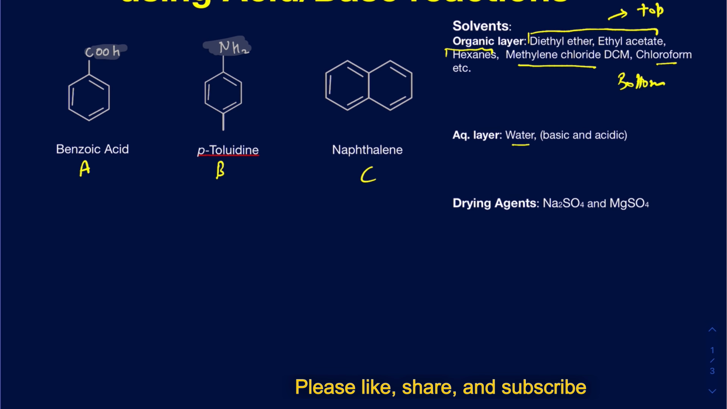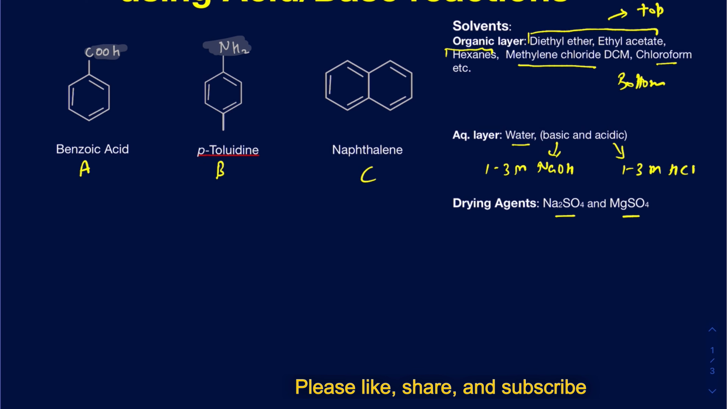As far as the aqueous layer, we can use plain water, or in addition to that, we could have acidic or basic water. To create acidic or basic water, obviously we could use aqueous NaOH, anywhere between 1 to 3 molar NaOH. For the acidic one, we can use anywhere between 1 to 3 molar HCl. That just creates the acidic and basic properties in there. As far as drying agents, we could use sodium sulfate and magnesium sulfate. They would be used to dry the organic layer once we have extracted the compounds.